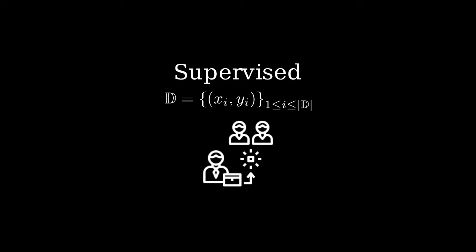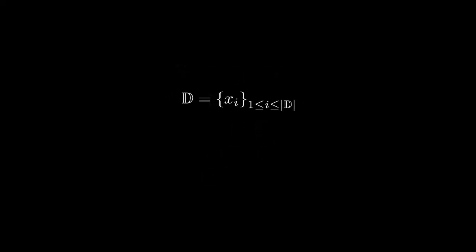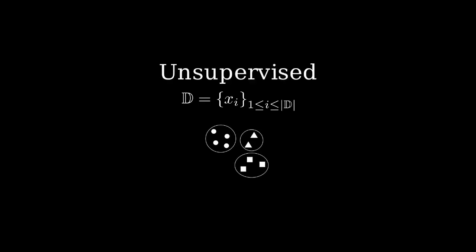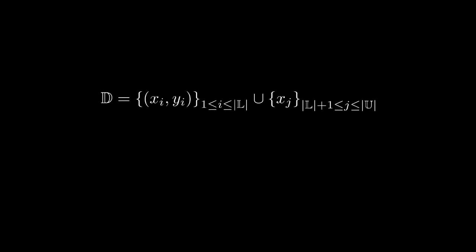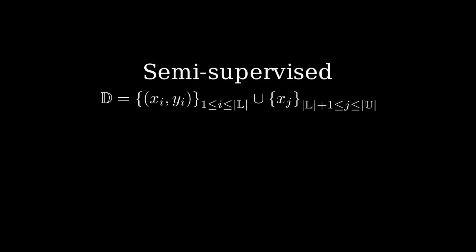If we don't have labels, we might try to still find useful structure in the data itself through clustering or some other process. This is referred to as unsupervised learning. If we have a mix of labeled and unlabeled datasets and we try to use them both to learn a useful model, we have semi-supervised learning.